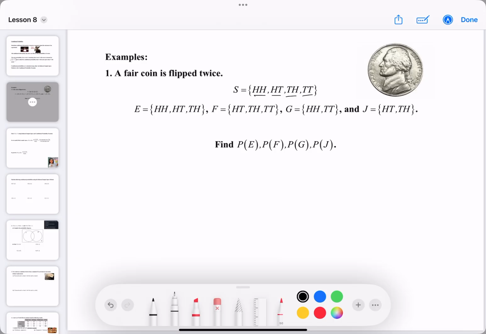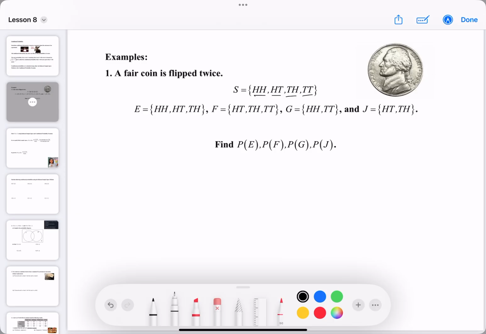The event E is heads-heads, heads-tails, tails-heads. The event F is heads-tails, tails-heads, tails-tails. So inside of E and F, you see we have three outcomes. Okay, let's continue to see G. G is heads-heads, tails-tails. Event J has two outcomes. They are heads-tails, tails-heads.